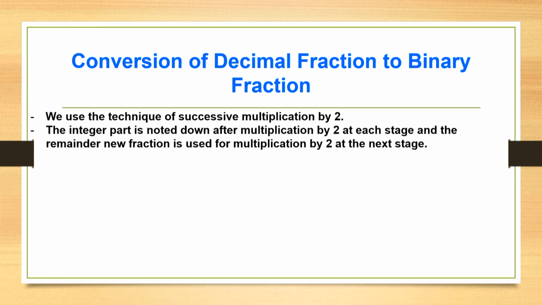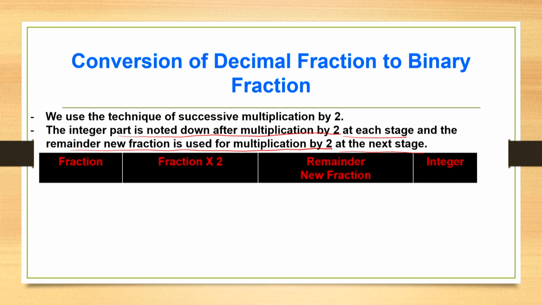We use the technique of successive multiplication by 2 in conversion of decimal fraction to binary fraction. The integer part is noted down after multiplication by 2 at each stage, and the remainder new fraction is used for multiplication by 2 at the next stage. This process repeats till we get the 0. So, let us start with one of the examples for better understanding of this method.